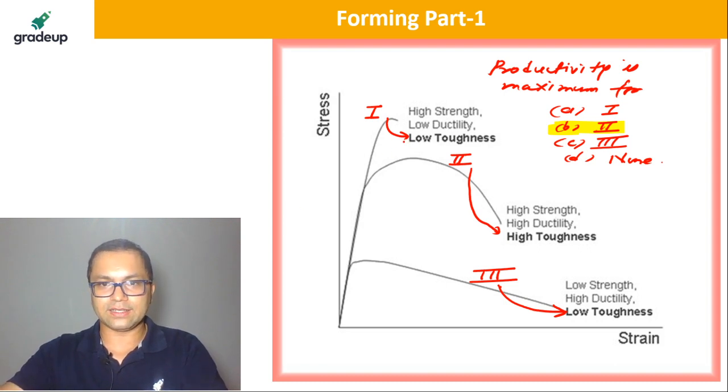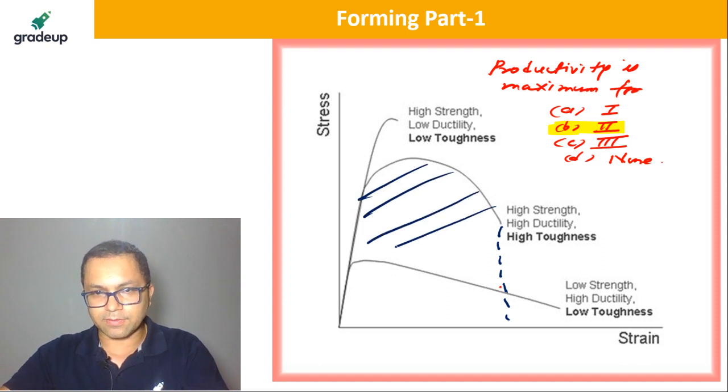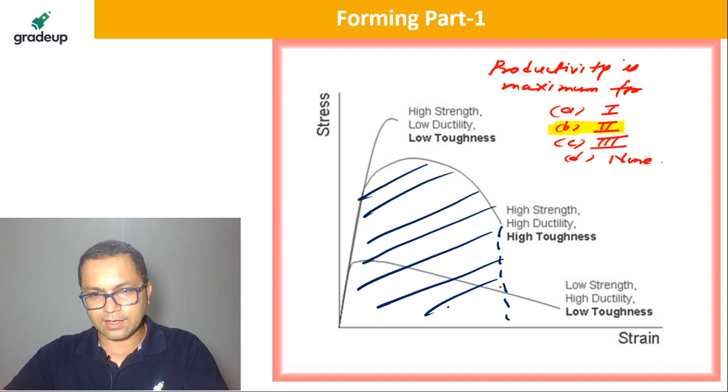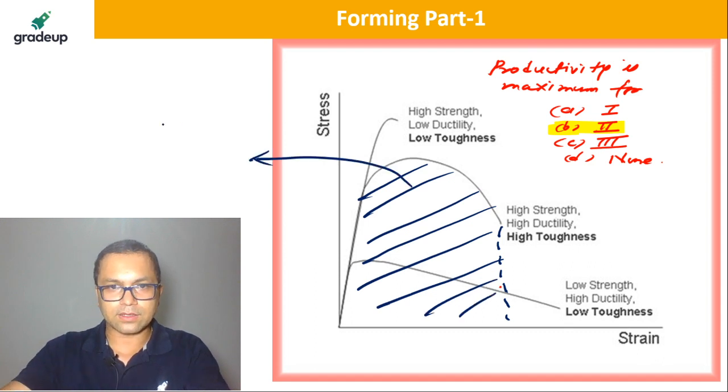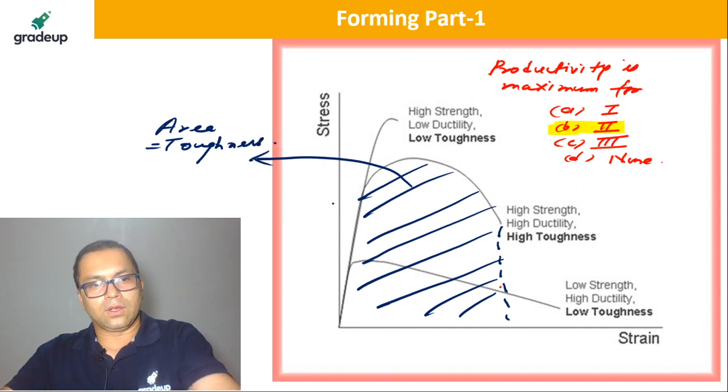Now, how do you find that this has low toughness, high toughness? Let me tell you that. This is the area of this curve. So let's get rid of all of this. Now what is the toughness here? Why is it saying that it has high toughness? Because this area is the maximum. This area is nothing but toughness. So area equals to... are you getting that?